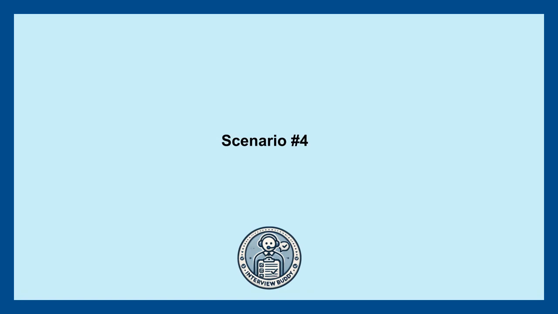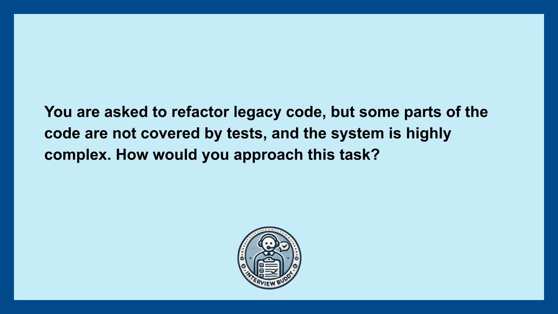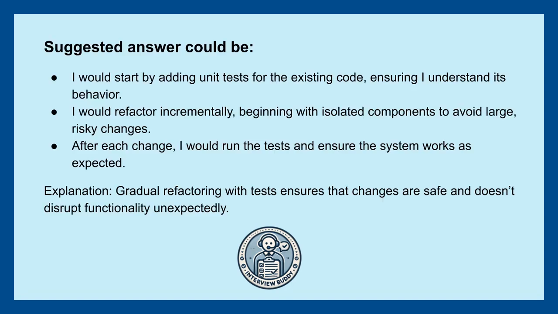Scenario number 4. You are asked to refactor legacy code, but some parts of the code are not covered by tests, and the system is highly complex. How would you approach this task? I would start by adding unit tests for the existing code, ensuring I understand its behavior. I would refactor incrementally, beginning with isolated components to avoid large, risky changes. After each change, I would run the tests and ensure the system works as expected.